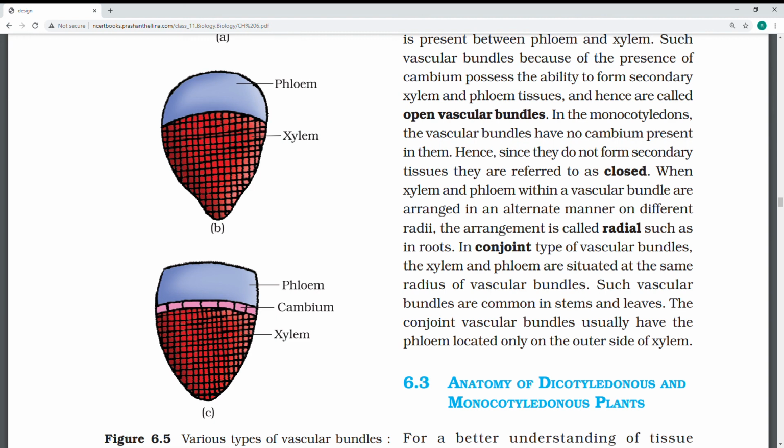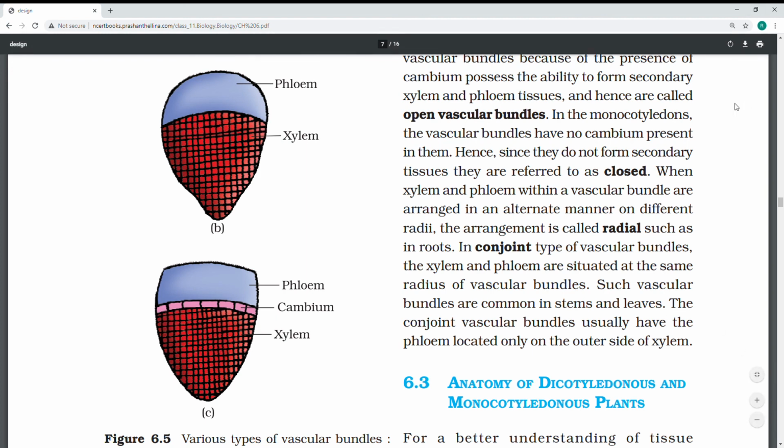I hope you understood the basic types of these tissue systems. The next lesson will be the anatomy of monocot and dicot plants. Thank you.